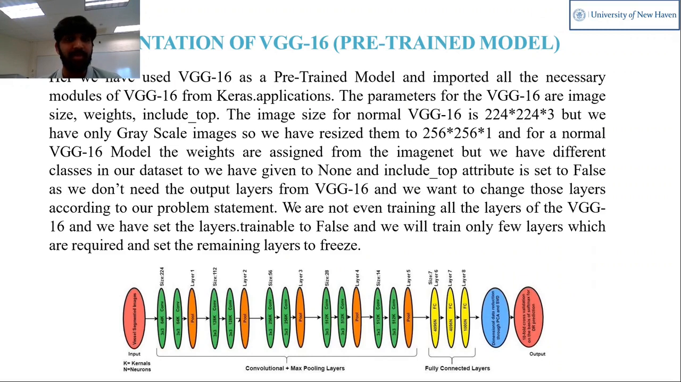As I mentioned before, you can see the VGG input is passed through all these layers, and then the final output comes out here. The normal image size is 224 by 224 by 3, and here we use 256 by 256 by 1. We are not training all the layers of VGG16; we have set the layers trainable to false, so we only train a few layers. If I set it to true, it goes on training every single layer, but with false, I can make it learn from only some of the layers and freeze the rest.